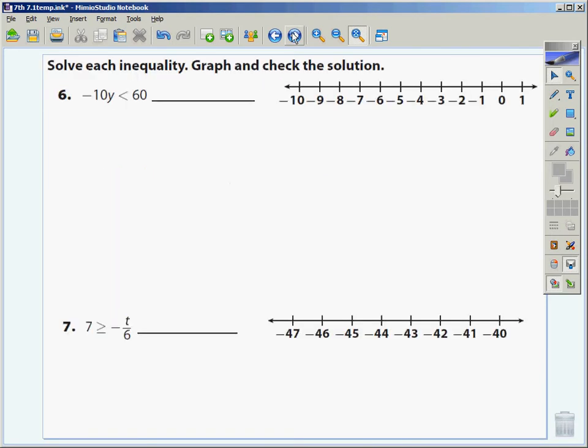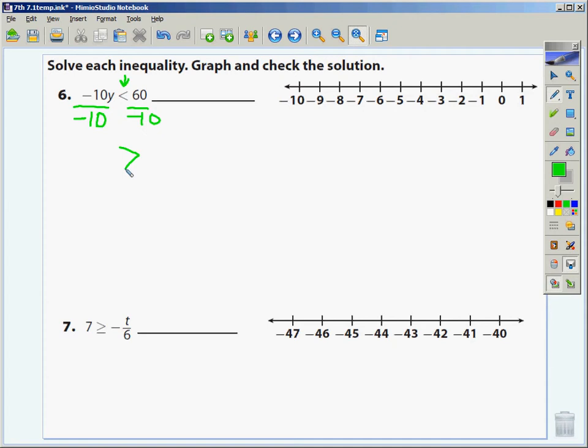Now, for 6 and 7, which are there at the bottom of the page, again, make sure that what I'm doing up here, you're doing on your notes. On number 6, what would I have to do to get the variable by itself? Divide by a, what kind of 10? Negative. If I divide both sides by a negative 10, what do I have to do to this inequality symbol? What do I do to the inequality? I do what with it? Flip it. I flip it.